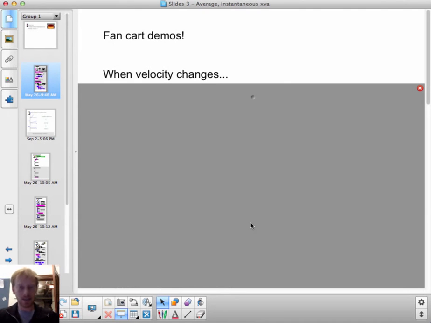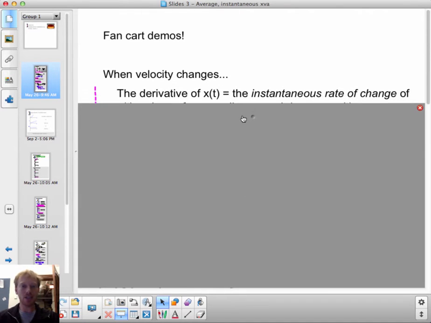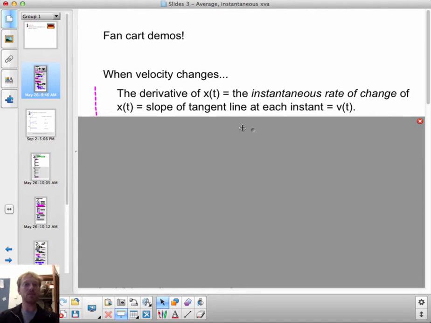So let's codify and talk about what we learned from that set of demos. When velocity changes, the derivative of the position function is the instantaneous rate of change of the position function, and that is the same as the slope of the tangent line that you can draw to the position function, and that is the same value as the value of velocity. The value of velocity is the derivative of position. The value of velocity is the slope of the tangent line to the position as a function of time curve.